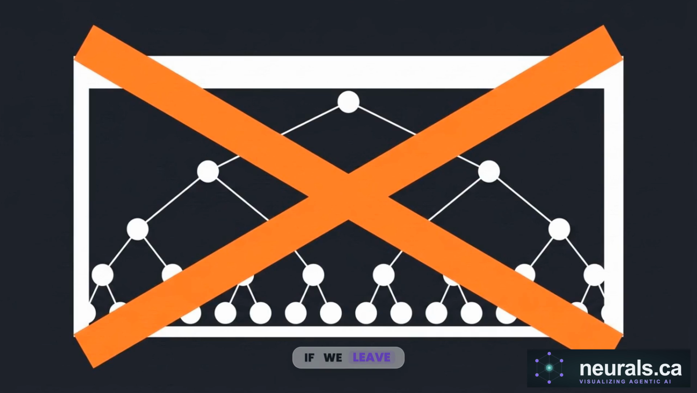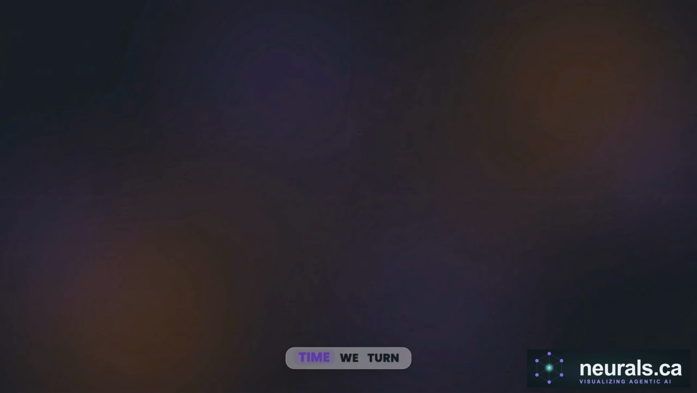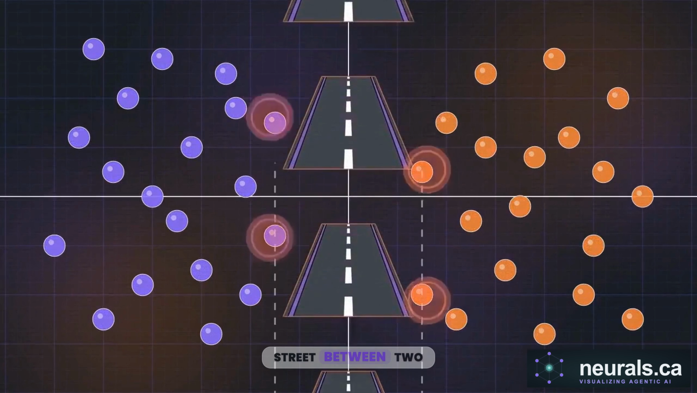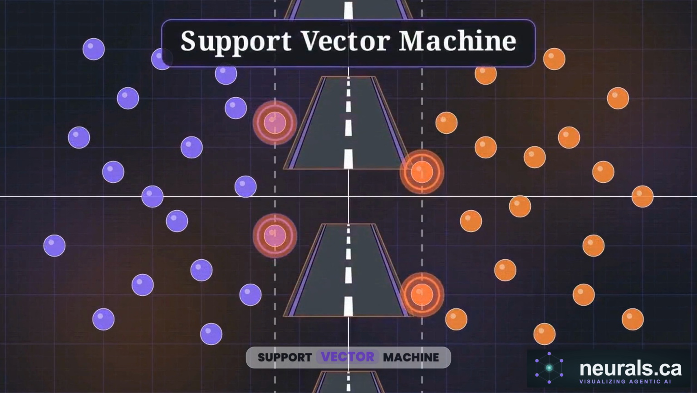But what if we leave behind tree-based, axis-aligned boxes entirely? Next time, we turn to pure geometry to draw the single widest margin street between two classes, with the support vector machine.